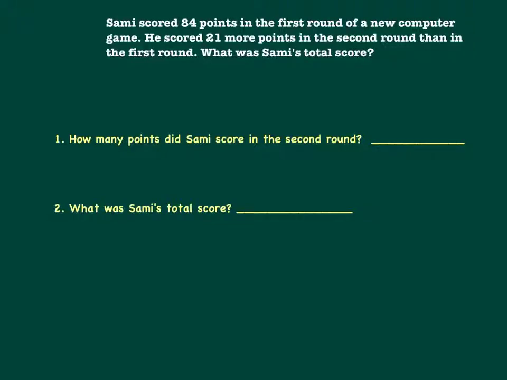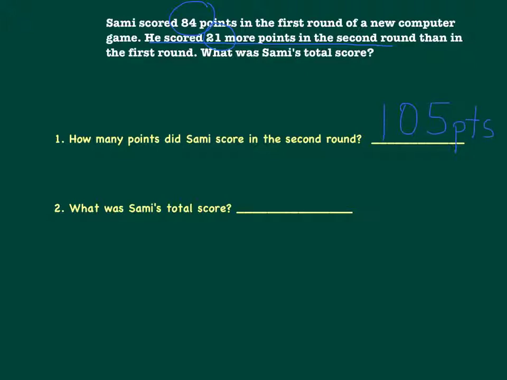So let's review the question one more time. We need to make sure that we've answered everything that we're supposed to answer. Number 1 says, how many points did Sammy score in the second round? Well, over here it says he scored 21 more points in the second round, and we added 84 and 21, and we got that he scored 105 points in the second round.